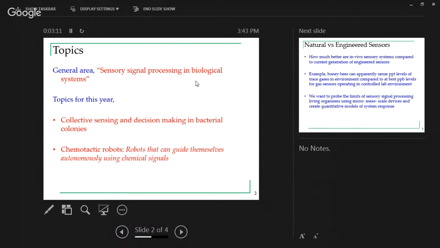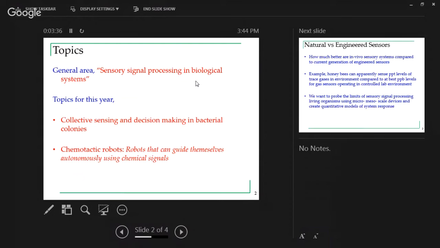So the idea in this project is to be able to make robots, or rather artificial mobile systems, able to guide themselves based on chemical signals, just like an insect or a dog would move. So the idea here is that the learning that we get from bacterial colonies and so on can be employed in this system to be able to explore what are the most efficient strategies and what is the role of sensitivity and things like that.